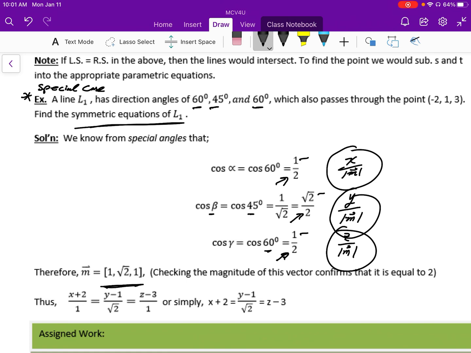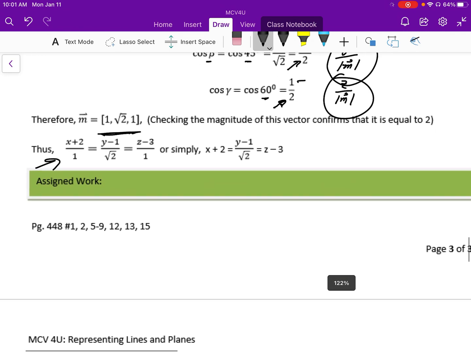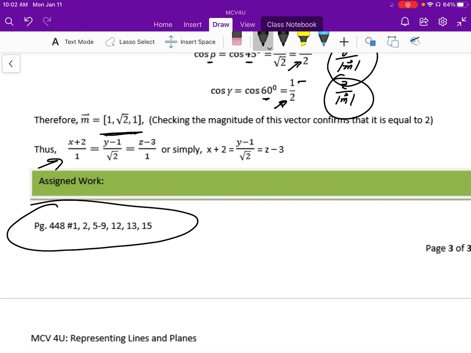Since this is the direction vector, and we're given that it passes through the point negative 2, 1, and 3, then we have our symmetric equation that we need. It's a neat little case there that works out nice and compactly. All right. Anyway, take a look at these. Have a go at showing lines are either parallel, coincident, or collinear, skew, or they intersect. Okay, good luck.